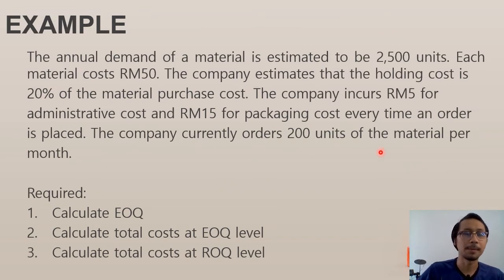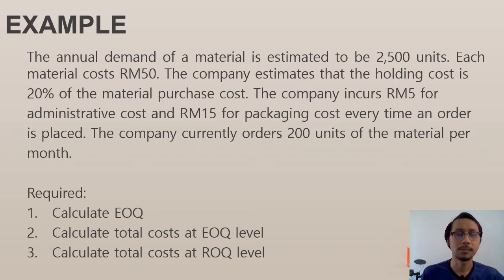Now let's look at an example. The annual demand of a material is estimated to be 2,500 units. Each material costs 50 ringgit. The company estimates that the holding cost is 20% of the material purchase cost. The company incurs 5 ringgit of administrative costs and 15 ringgit for packaging costs every time an order is placed. The company currently orders 200 units of the material per month.